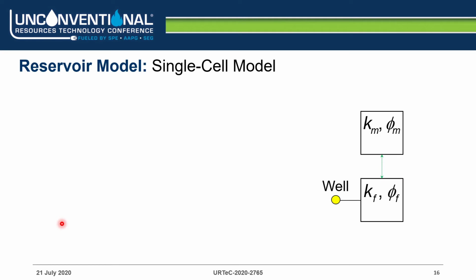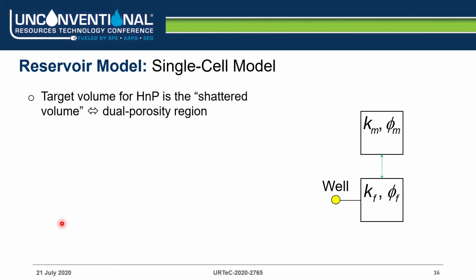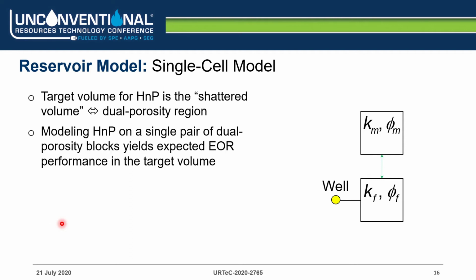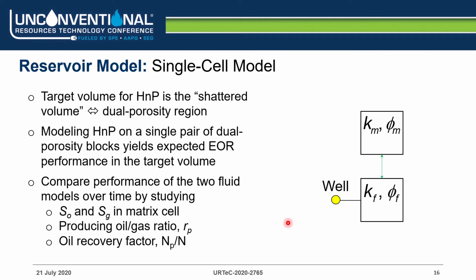This single cell model, we use this to study the details of recovery, particularly for the Huff-n-Puff process, as we believe that the dual porosity region, or this shattered volume, is really the target volume for the Huff-n-Puff process. And we believe that modeling the Huff-n-Puff process on one of these pairs of grid blocks will give you an expected upper recovery profile, and I'll get back later on to what I mean by upper performance of the Huff-n-Puff process.